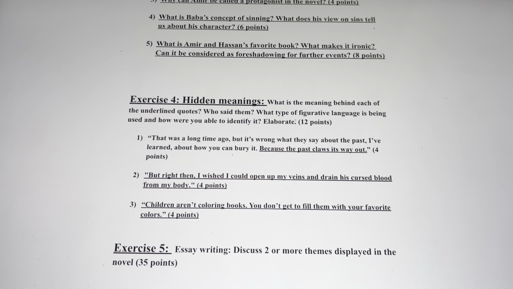And who said it? The narrator said it, which is Amir, because the novel is in first person. What type of figurative language is being used? I already said it. It's a metaphor, and it can maybe be considered personification because the past can't actually claw its way out. So it can be considered both. And how are you able to identify it? We can identify it due to the fact that the past cannot claw its way out. So we can say it's personification, and we can say it's a metaphor because it's comparing how the past always comes out like an animal using its claws.